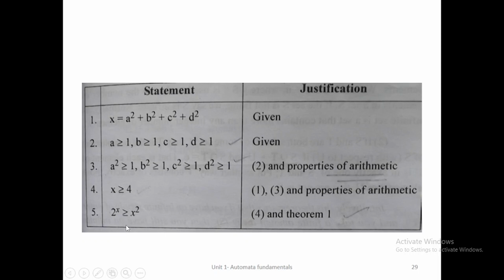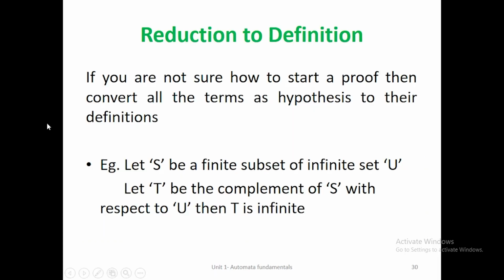Likewise, the second problem is also available in the format of if H then C. So we can prove it is a deductive proof. And the second one is reduction to definition. This is the second type of proof under the formal proof category. If you are not aware of how to start a proof, then we can convert all the terms of the hypothesis. So let us discuss how to solve this reduction to definition.